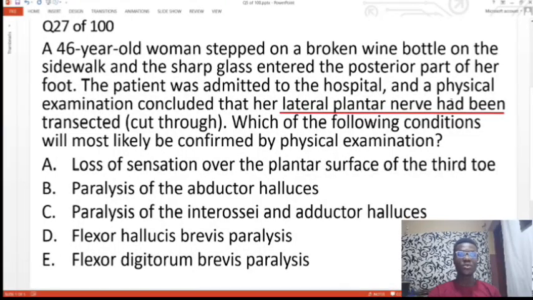Hello, everyone. This is question 27 of our 100 clinically oriented anatomy questions. So let's get straight into it.